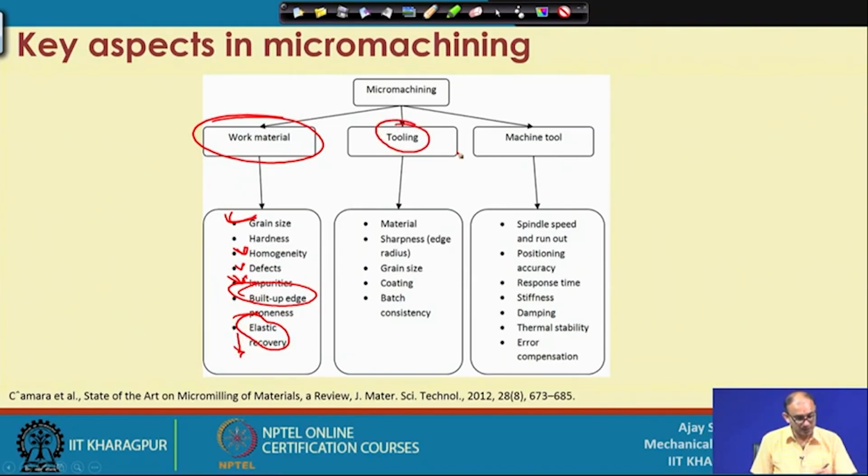In terms of tooling, these are the three things which are very important in our case. What material we are using is important. That means we have high speed steel, we have tungsten carbide, we have ceramic tools. Those things are very important, and we are more concerned about the edge radius, because the sharper the edge radius, the more easily we can remove the material, and we can give a small depth of cut depending on the sharpness, because we have to maintain that particular radius.